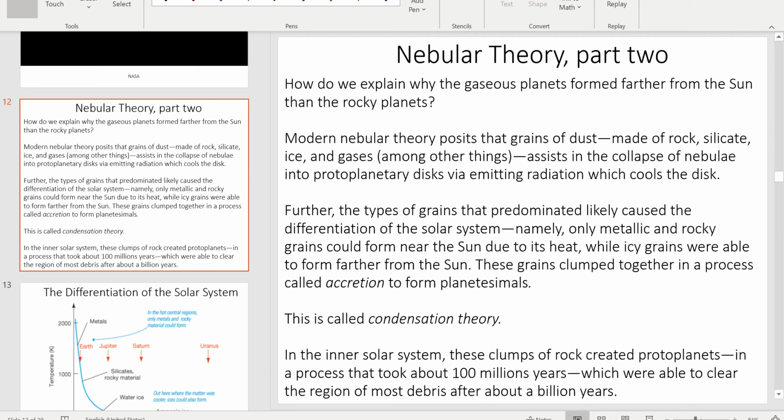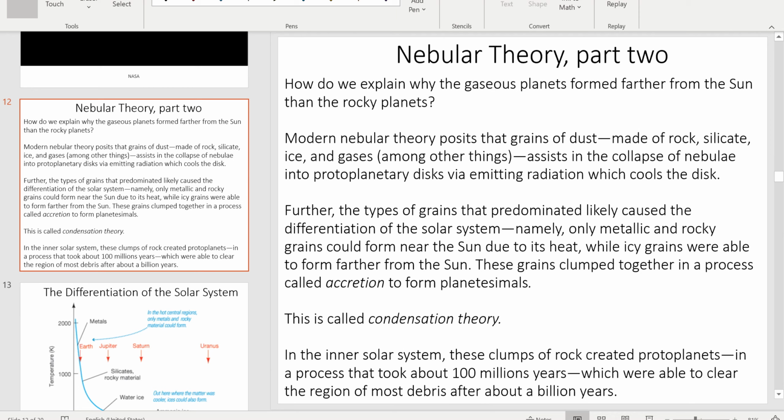This explains why the solar system is a flat disk and why all the planets are orbiting in the same direction, because this rotation came about for all the different parts of the solar system at the same time. One thing we haven't explained yet is why the gaseous planets form farther from the sun than the rocky planets. By the way, the nebular theory also explains why the planets have roughly circular orbits, because as something rotates faster and faster, the tendency is for it to rotate in a circle.